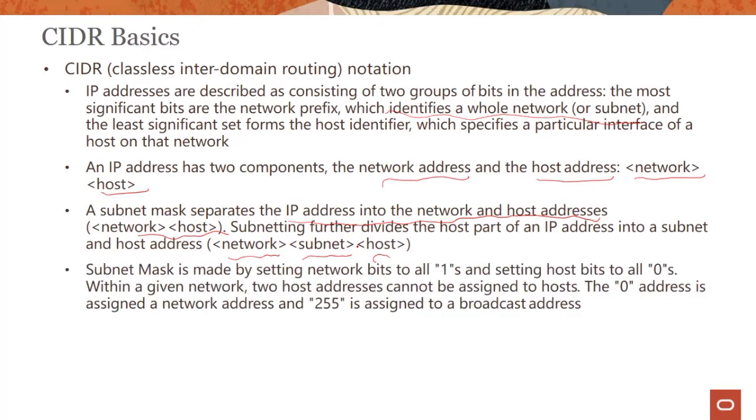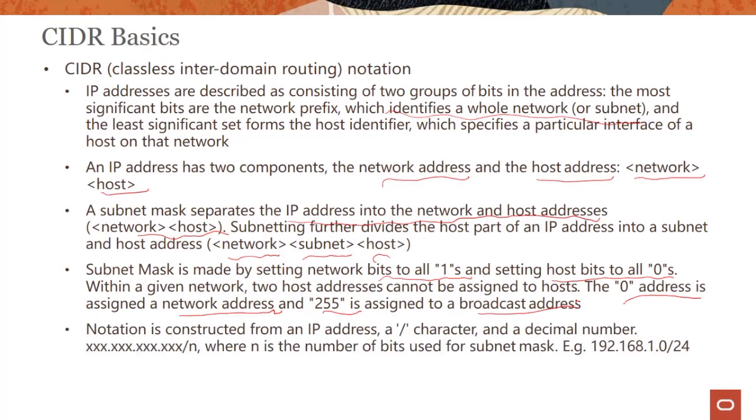Now, how does this work? A subnet mask is made by setting network bits to all ones and setting the host bits to all zeros. Within a given network, two host addresses cannot be assigned to hosts, so it's very important to keep that in mind. The zero address is assigned to the network, it's the network address, and 255 is assigned to the broadcast address. So 0 and 255 you cannot use, but other than that, you could use the other addresses for your hosts within your network, your subnet, or your subnetwork.